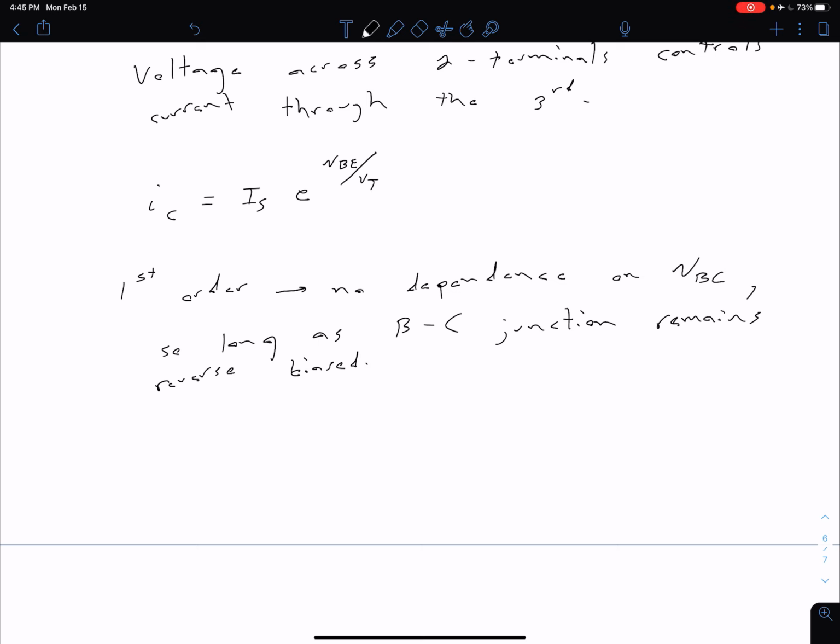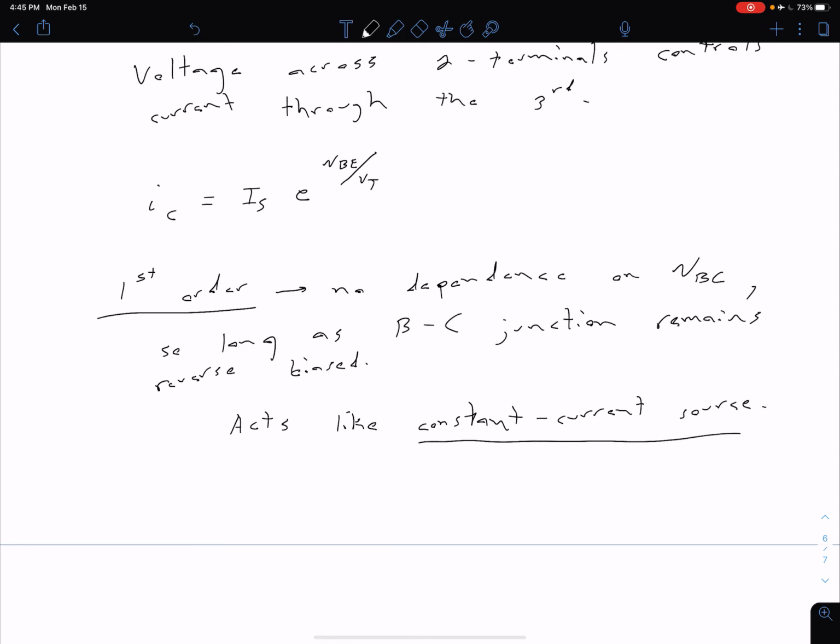So we have no dependence on that BC junction for our collector current. What that means is that this is basically acting like a constant current source, because it has a constant current, to first order, regardless of the voltage across that junction, so long as it's reverse biased. Again, emphasis on first order. This is just an approximation, but it is acting somewhat like a constant current source.